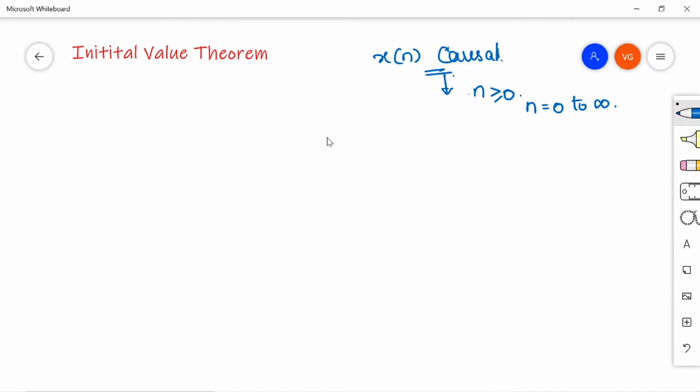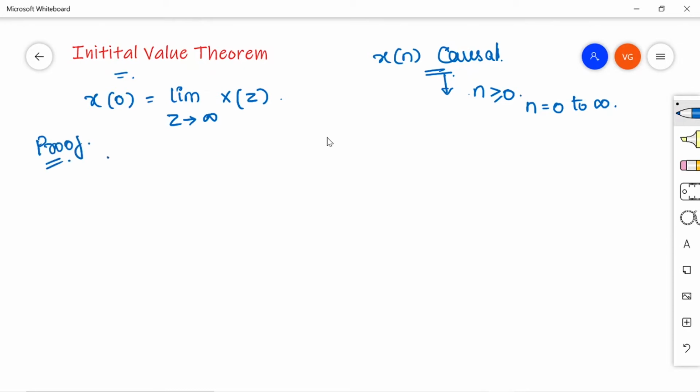Now, let us see how this initial value theorem is defined. For any causal sequence x of n, the initial value theorem is defined like this: x of 0 is equal to limit z tends to infinity X of z. Now, I'll explain the proof. So, how is this derived?